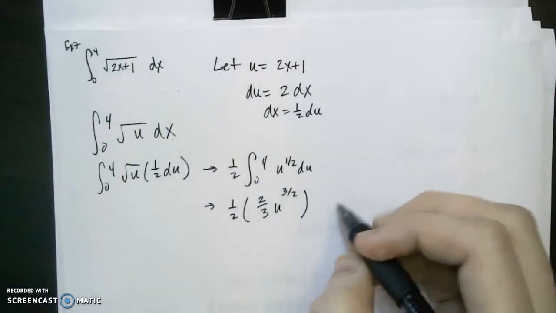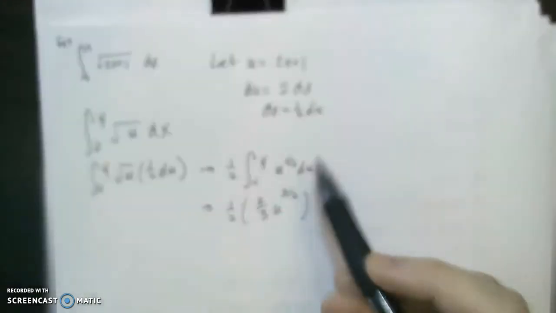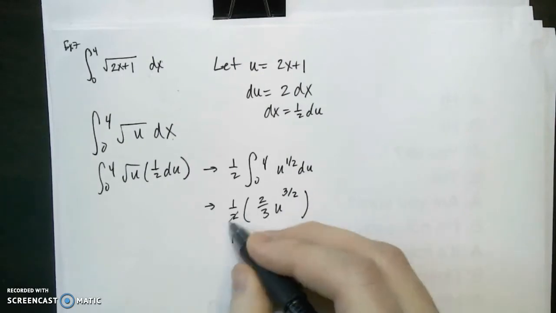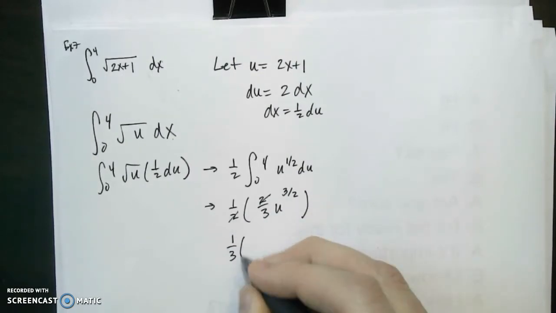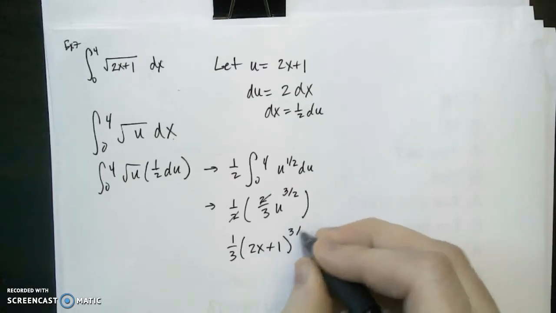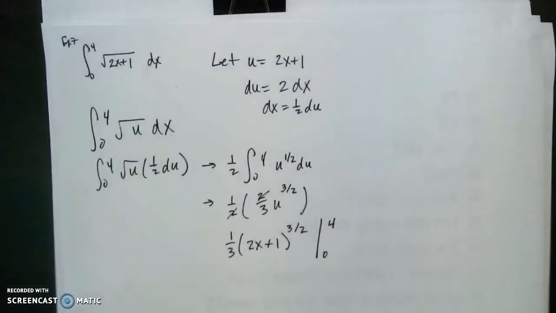I'm not going to put a plus C since we've got numbers to plug in, but before you plug in 0 and 4, you've got to plug your u back in. These 2's reduce, so I have 1/3 (2x plus 1) when I fill my u back in, to the 3/2, and then we're going to evaluate it from 0 to 4.